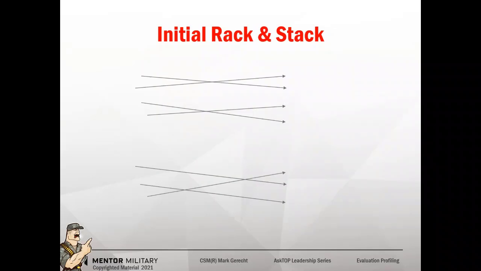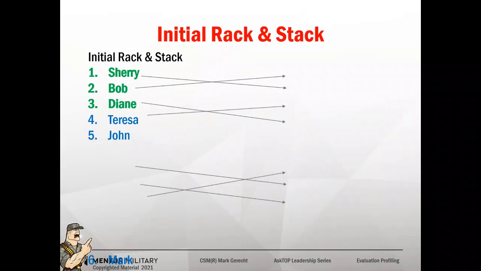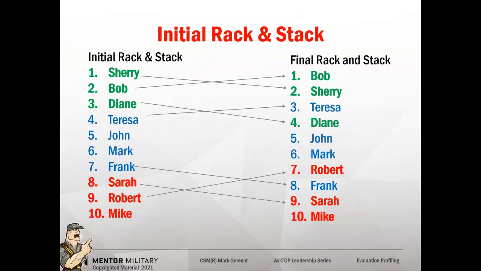So let's see what the rack and stack looks like. Our initial rack and stack in part 1 looked like this. Now our new rack and stack looks like this. So Bob went from second to first, and Sherry went to second. Diane went to fourth. Robert, who was number 9, went to 7, and Mike stayed the same, and Sarah went from 8 to 9. So you see how this works.